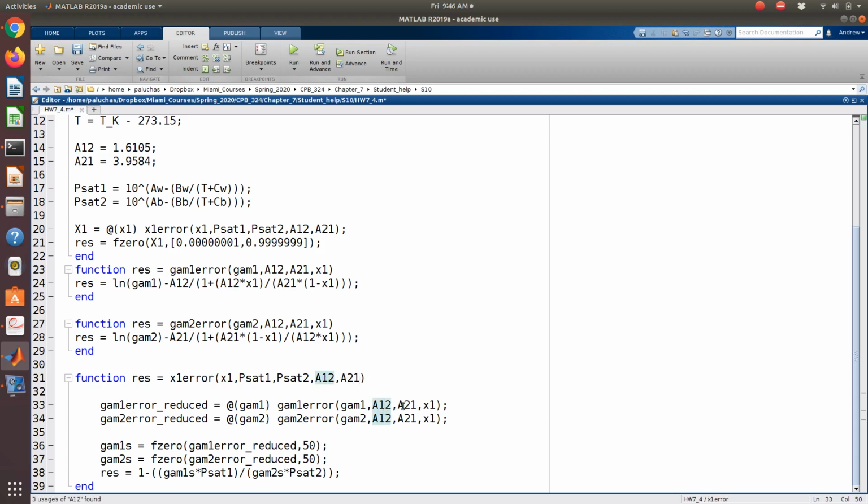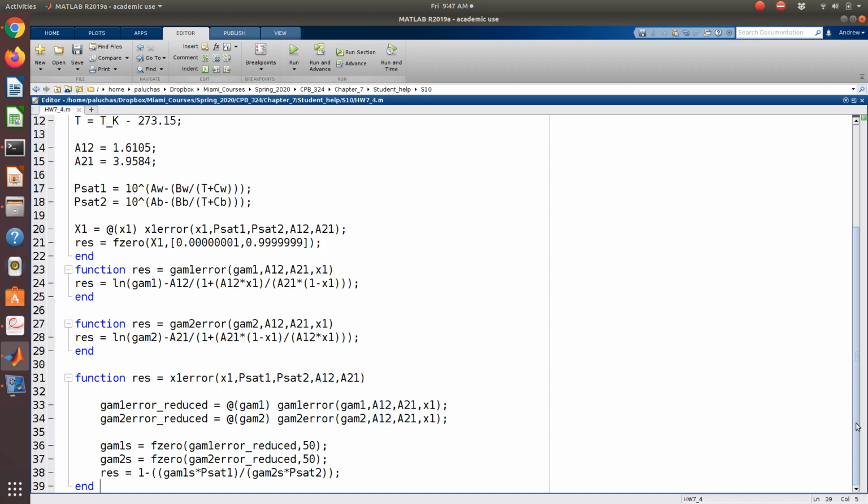Bam. And then they could become inputs, so now I pass them via my anonymous function. They're received by X1 error. Okay, so now pset1, pset2, A12, A21 are all known parameters that are passed via the anonymous function, so I can use them in here. Then X1, right? F0 is going to keep guessing values of X1 until it finds the value of X1 for which that's 0. Okay, so now I properly reduce my gamma error functions to have just a single input, gam1 and gam2, so then I can solve for them, hopefully, and then plug those into my error function here.